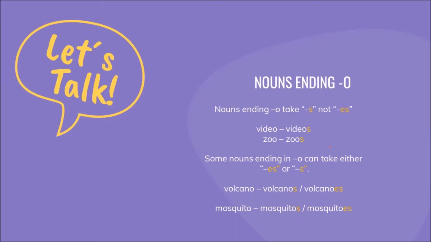The same goes with some words that end with letter O. They do not all take the inflection ES, so there is an exception again, like the word video and zoo. They only take the inflection S, while there are some nouns that end in O, which can either take the inflection ES or S, whichever one you use is correct, like the word volcano and mosquito.